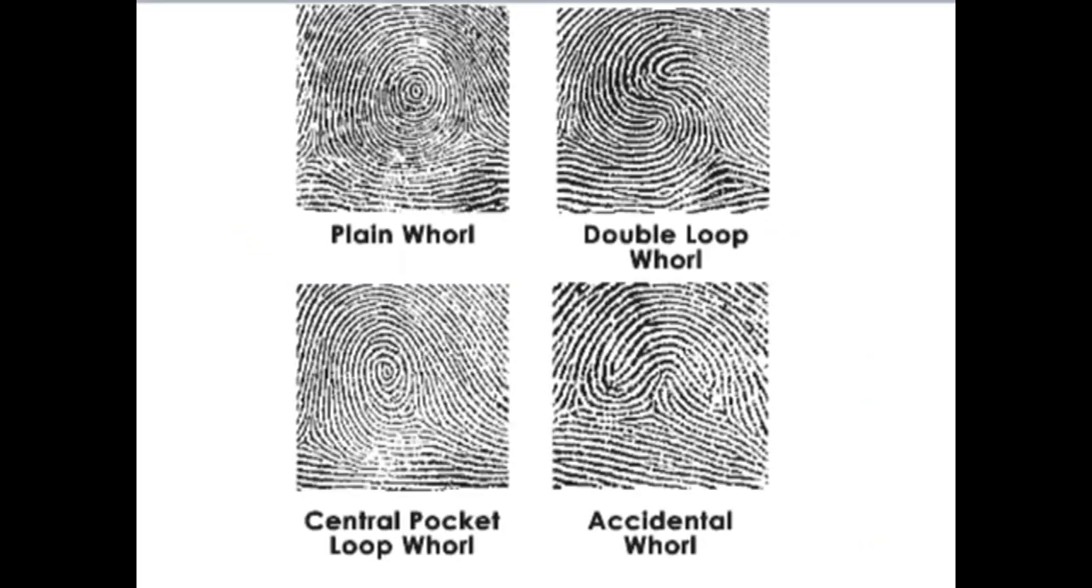For example, in this one, this accidental at the bottom right, delta, delta, delta. And then it's got this funny jelly bean looking thing going on here, right in the middle. Okay, so that is an accidental. And then you see the other three here. So for practice, again, the double, doing this twisty pattern, the central pocket with that extra loop feature around the core, and then just the plain whorl right there.